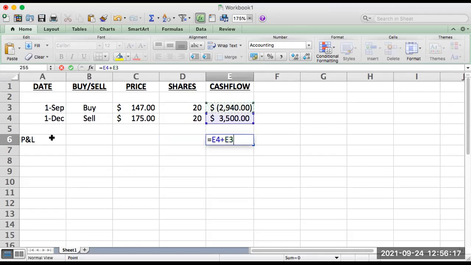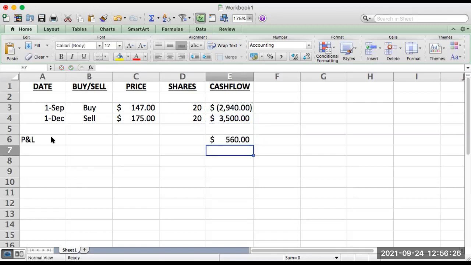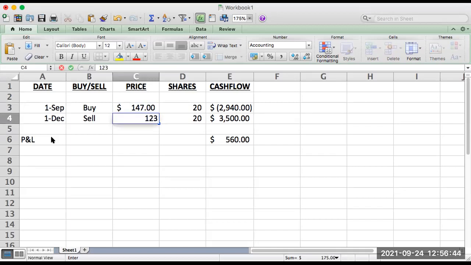Well, we paid $2,940 when we bought the stock. We received $3,500. The difference, $560. Note, this is a positive number, so it's a profit. If, like me, you're a bad investor, you buy a stock at 147 and it went down to 123, well, you would have received less when you sold it than you paid for it, and you would have a loss of $480. This is represented as a negative number.